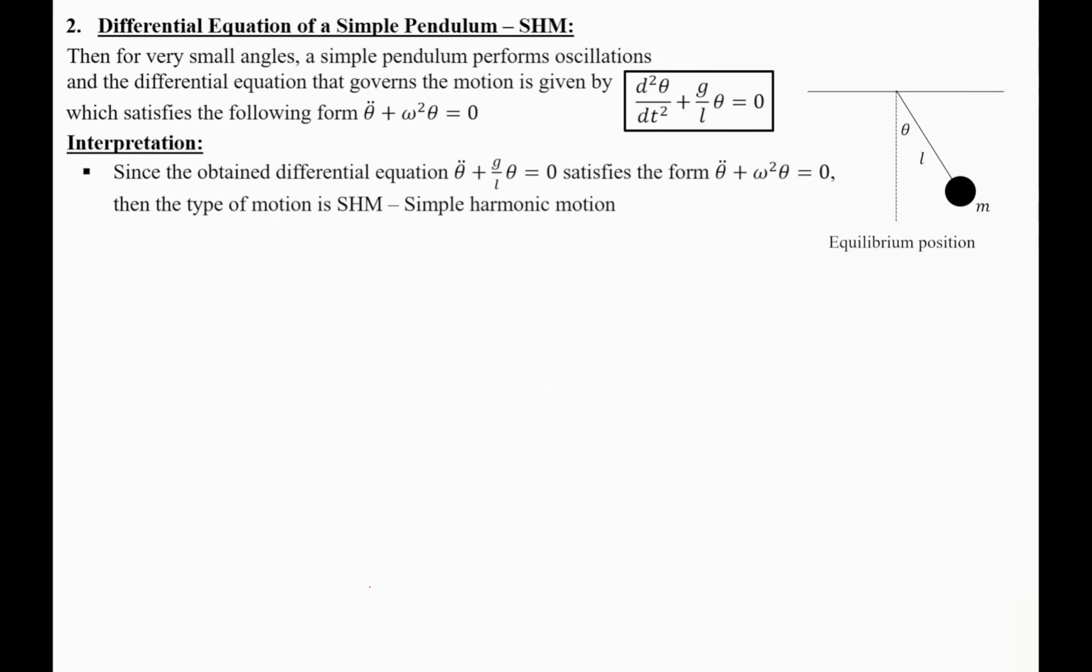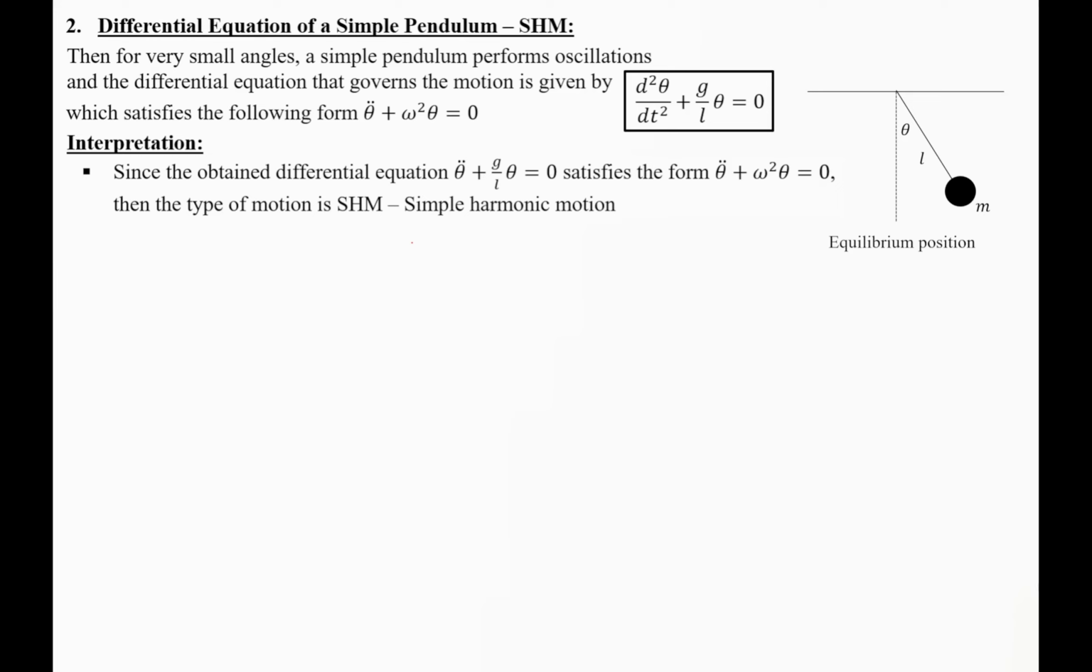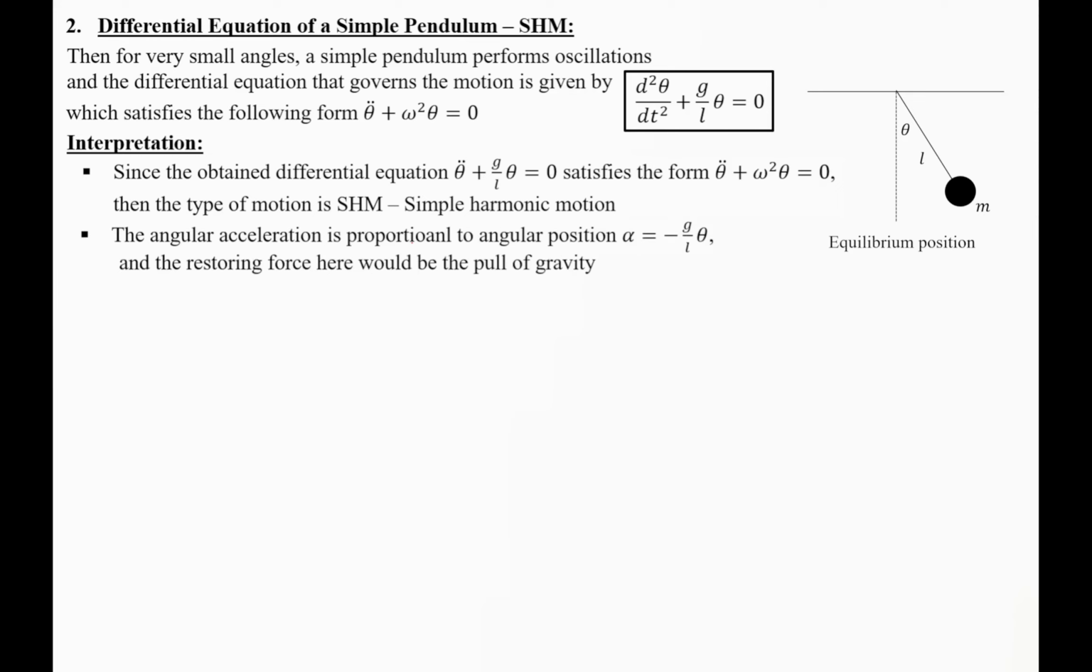What is the interpretation? Since the obtained differential equation satisfies the form θ double dot + ω²θ = 0, then the type of motion is simple harmonic motion. The angular acceleration is proportional to the angular position. Alpha is minus g over L theta, and the restoring force here would be the pull of gravity.